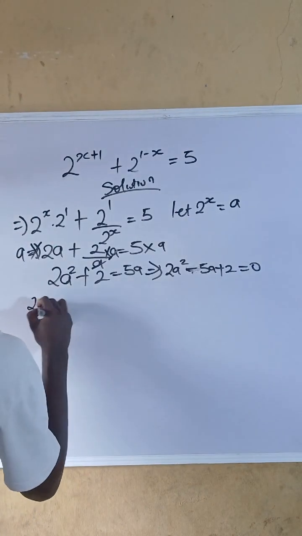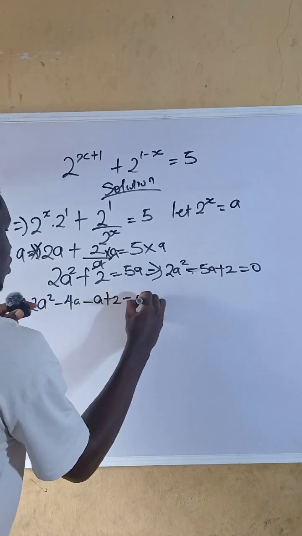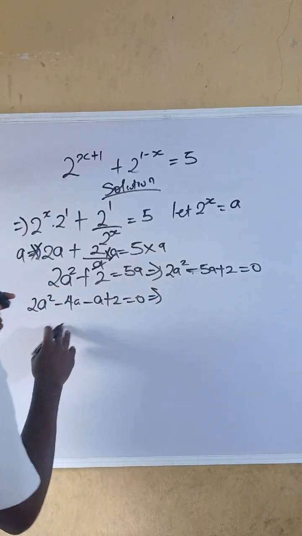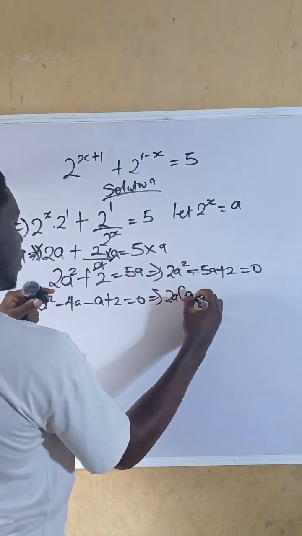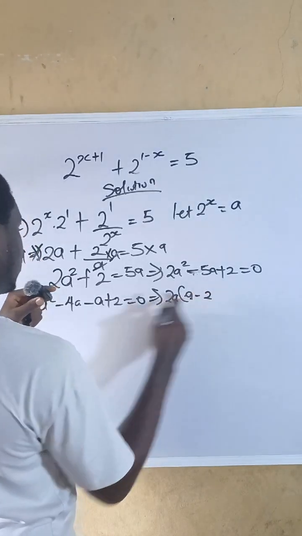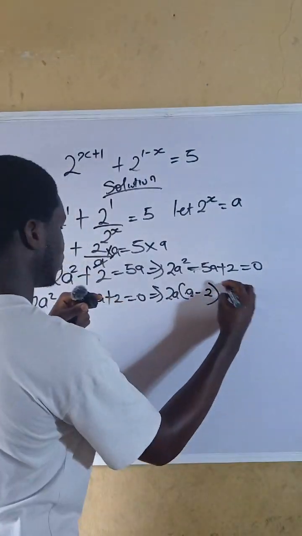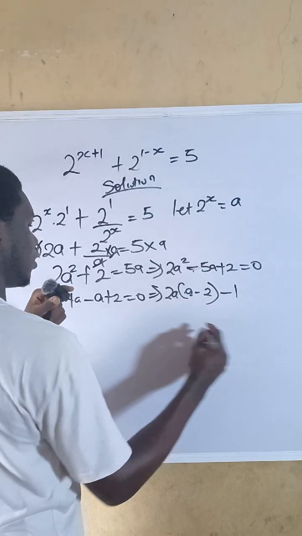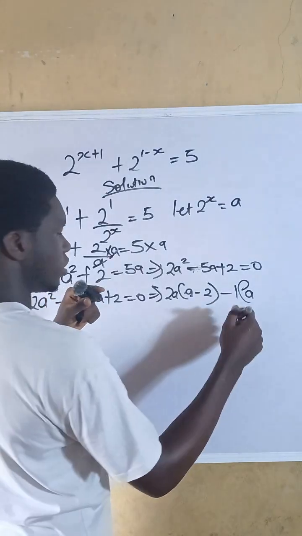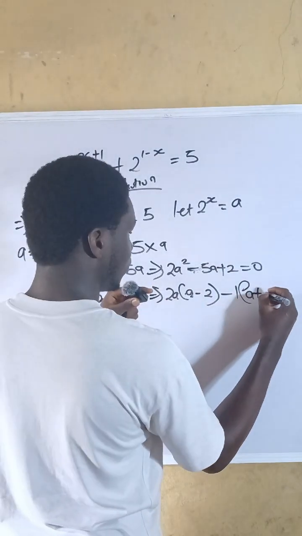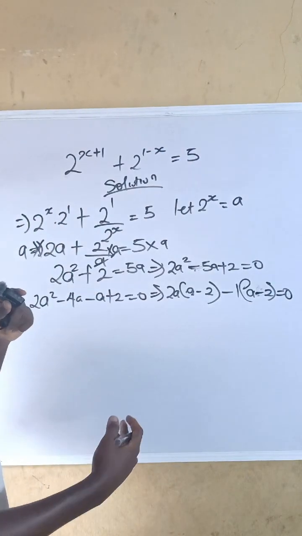So we have 2a squared minus 4a minus a plus 2 is equal to 0. So what do we do next? We factor on the left hand side. We can factor 2a out, so we have 2a times (a minus 2), because negative 4a divided by 2a is negative 2. Then we have minus 1 times (a minus 2), because minus times minus is plus, giving us minus 1. All is equal to 0.